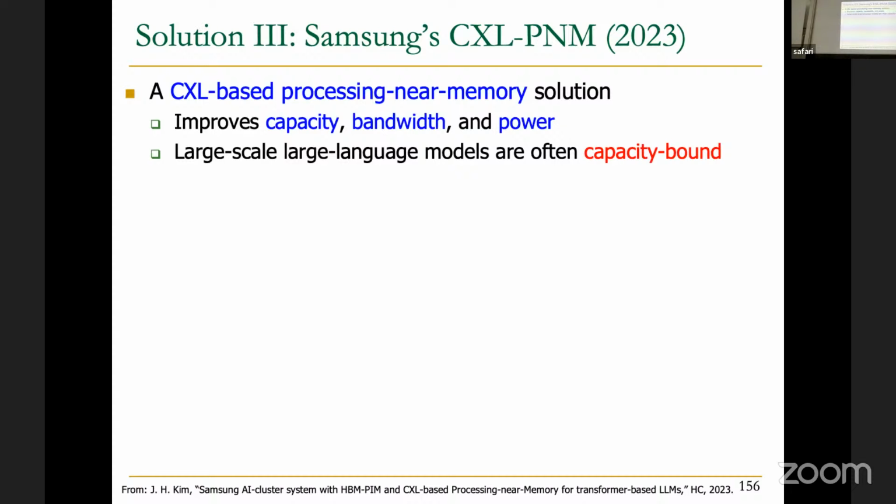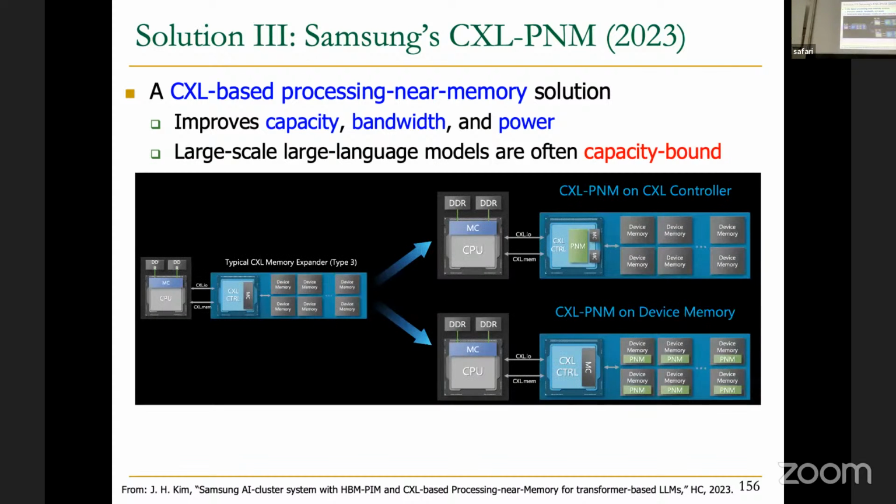So the third solution is using what is called CXL. CXL is an interface that allows you to interconnect several memory devices together. It's a consortium of memory and other manufacturers that came up with this standardized interface. And what this allows you is an easy way of scaling up the capacity of your memory system. So you have this memory expander here, which you can just put in your system, and this memory expander has a controller and several memory devices.